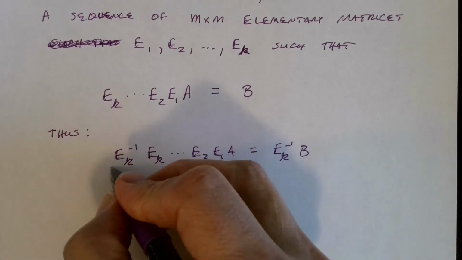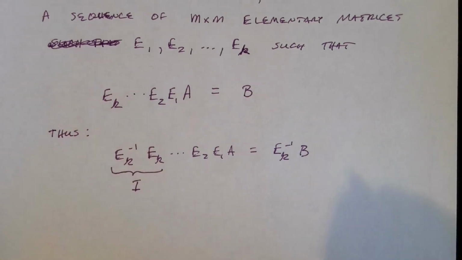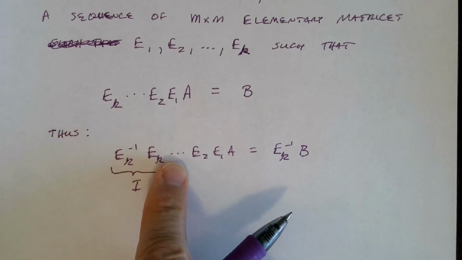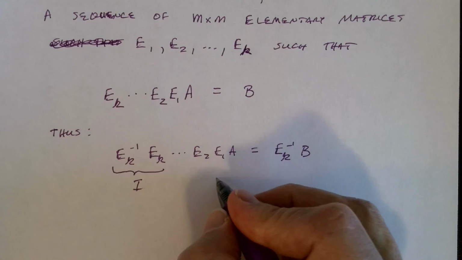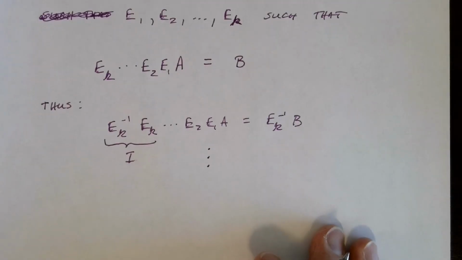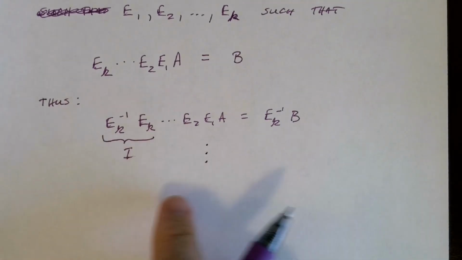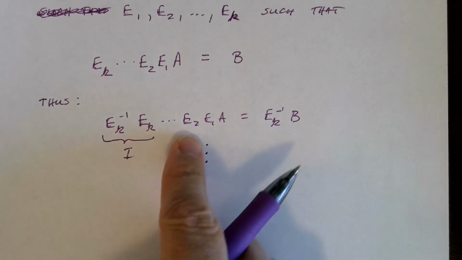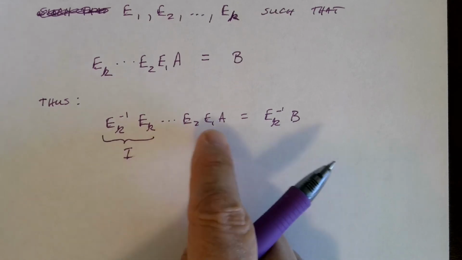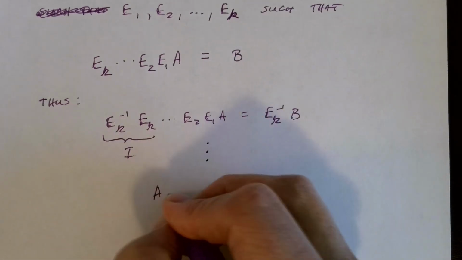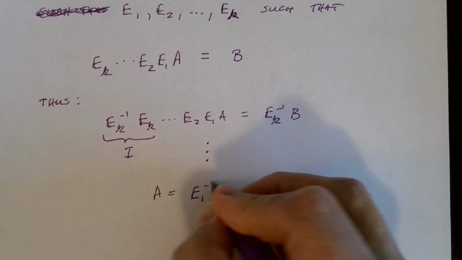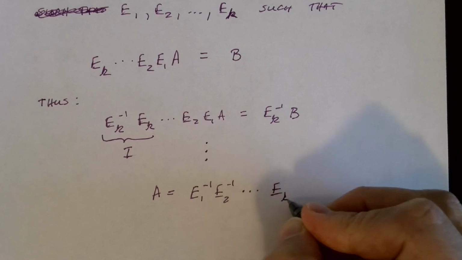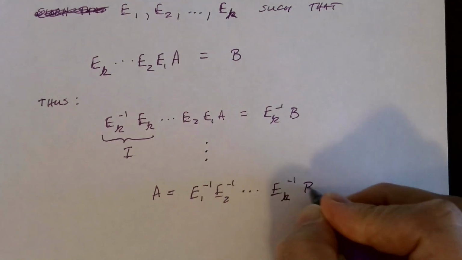But here, what happens? E sub K inverse times E sub K is what? The identity matrix. And this sort of peels off the E sub K. And then we have the E sub K minus 1, right? Multiply both sides on the left by its inverse, and then continue to multiply on the left by the corresponding inverse over here, peeling each one off. And finally, we'll multiply by E sub 2 inverse, and finally E sub 1 inverse. So eventually we get to what? A is E sub 1 inverse, E sub 2 inverse, dot, dot, dot, E sub K inverse times B, right?